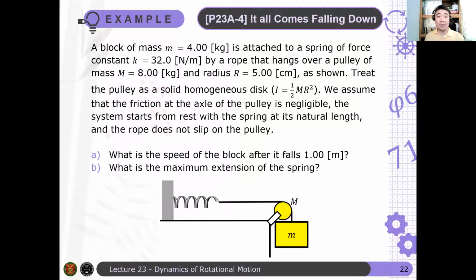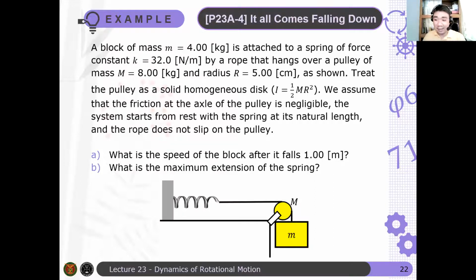We assume that the friction at the axis of the pulley is negligible. The system starts from rest with the spring at its natural length, and the rope does not slip on the pulley. So first, what is the speed of the block after it falls 1 meter, and what is the maximum extension of the spring? So yun yung kailangan nating hanapin.